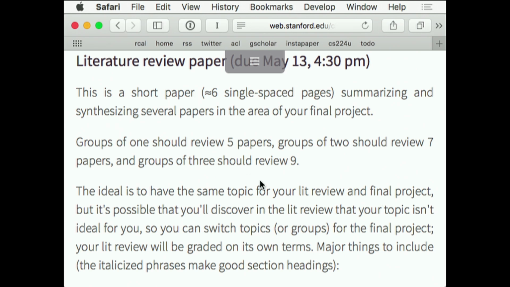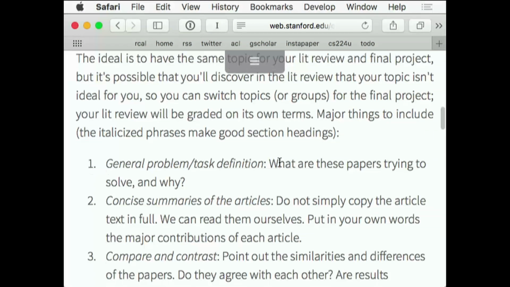Groups of 1 should do 5 papers. Groups of 2 should do 7. Groups of 3 should do 9. So those numbers are kind of encouraging you to work in a large group. It's by no means required, but you have to do overall less work in terms of reviewing papers if you do that.